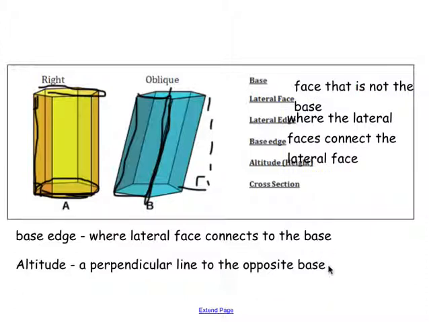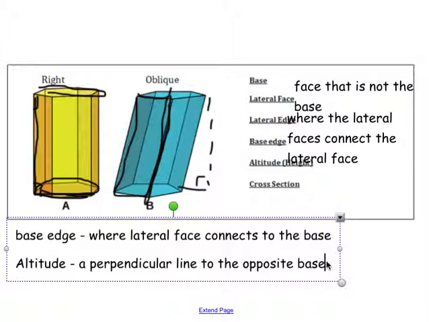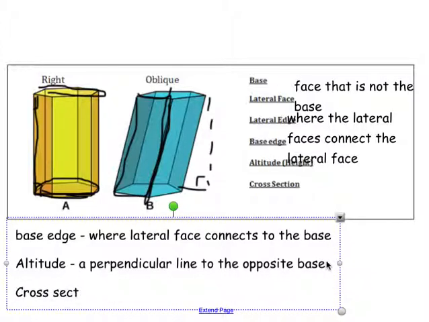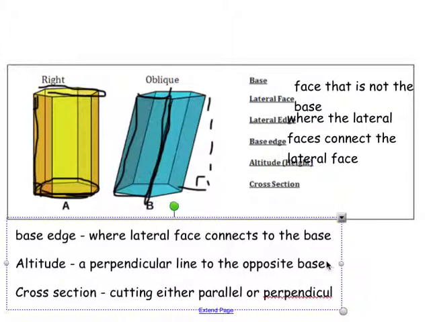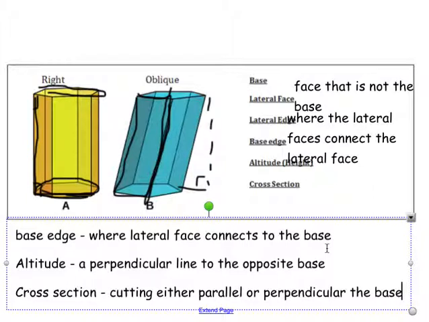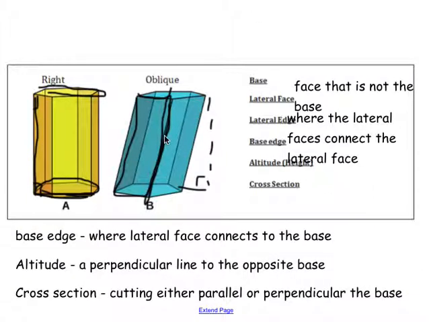Okay, next, let's take a look at this last one, which is a cross section. A cross section is the cutting either parallel or perpendicular to the base. So what that means is if I were to cut out a piece of this, that would be a cross section if I were just to take a little two-dimensional part out of this.